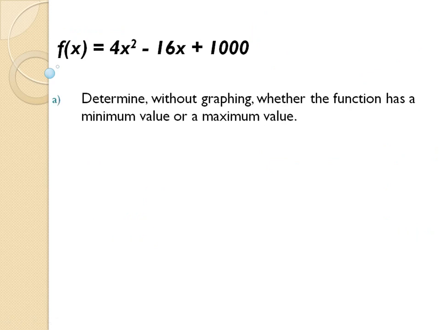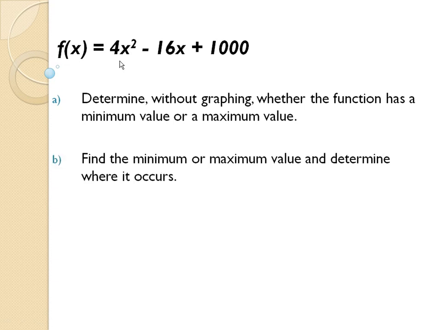Let's look at this function. F of x equals 4x squared minus 16x plus 1000. It says determine without graphing whether the function has a minimum value or a maximum value. Here the a is positive, therefore we should have a minimum value. Our parabola will open up. Since a is positive, therefore we have a minimum value.